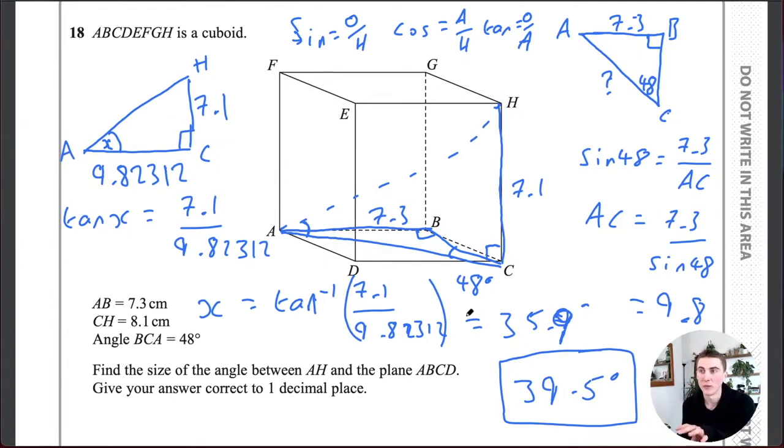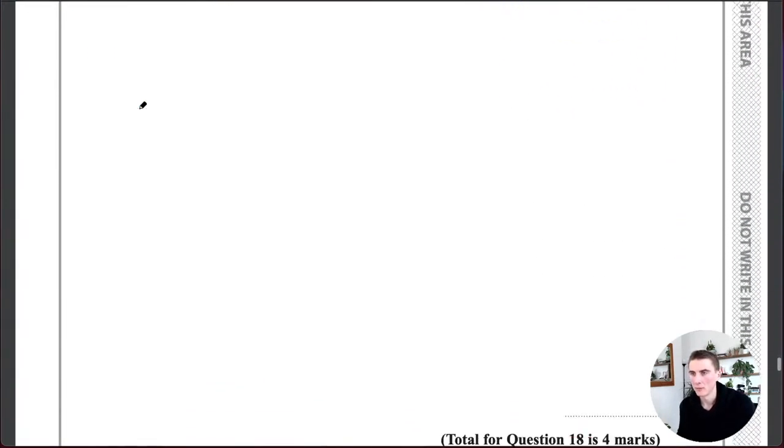So the main takeaway from this is just always think about what you have and what you're trying to find, and then kind of work backwards. And whenever you have a 3D diagram like this, write out the individual 2D diagrams because this is a lot easier to interpret. Awesome.